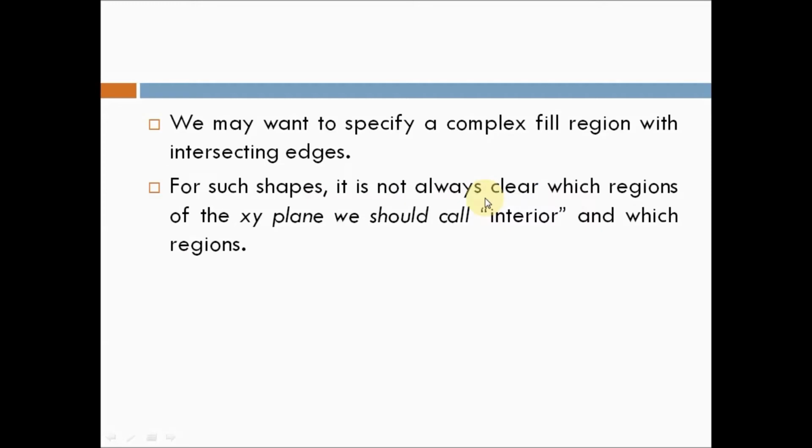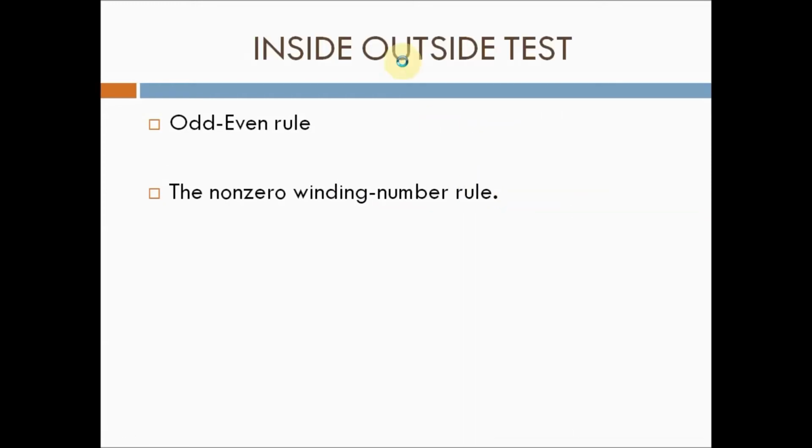So for that purpose, to make it simple, I'm using two types of rules here. I already told you this is also called the inside outside test. I can do two types of inside outside tests. Two types. The first one is the odd even rule and the second one is the non-zero winding number rule. These two rules are very simple. So let me discuss these rules in detail.